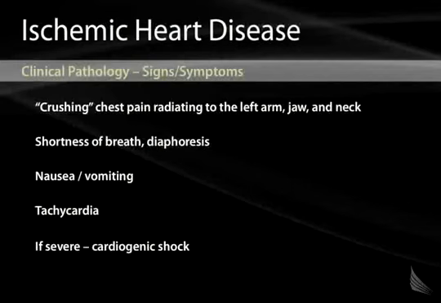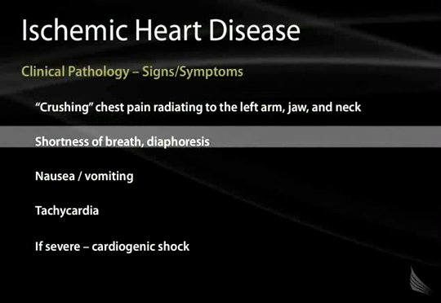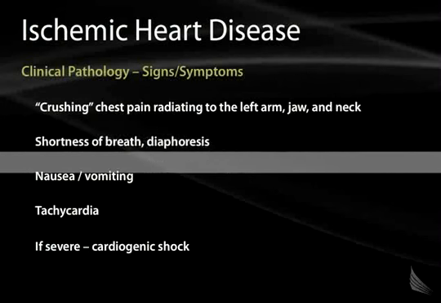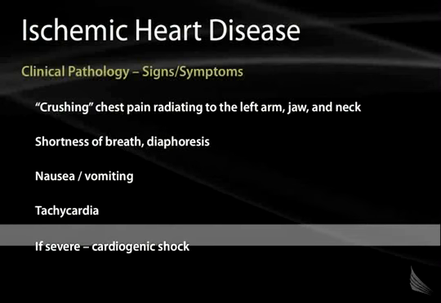The clinical pathology of ischemic heart disease includes signs and symptoms of crushing chest pain that radiates to the left arm, jaw, or neck. You have associated shortness of breath and diaphoresis, nausea and vomiting. You can have tachycardia or palpitations, and if severe, you can go into overt cardiogenic shock.